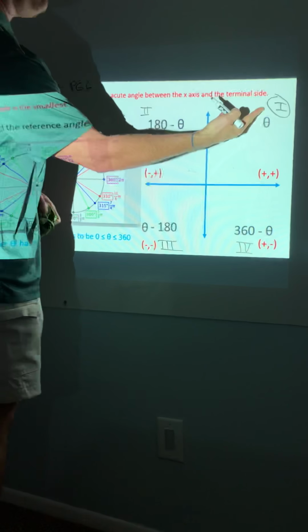So basically, you're just going to use these formulas. Let me circle these quadrants. I circled one of them. I don't know why I didn't circle all of them.